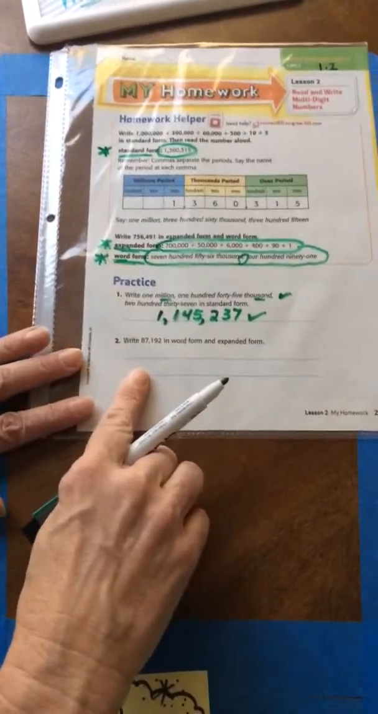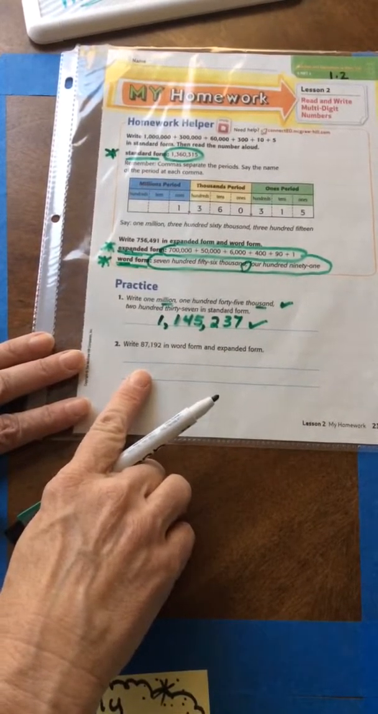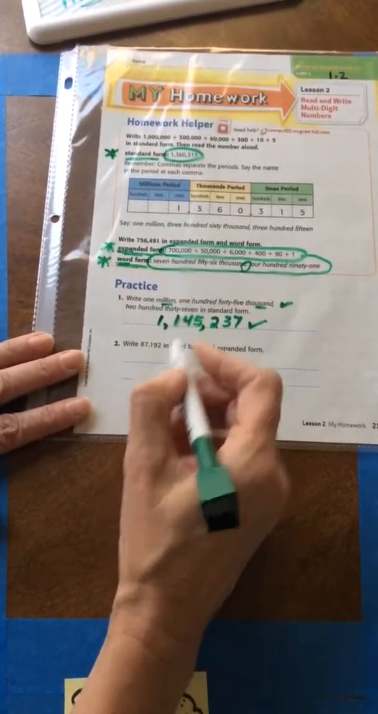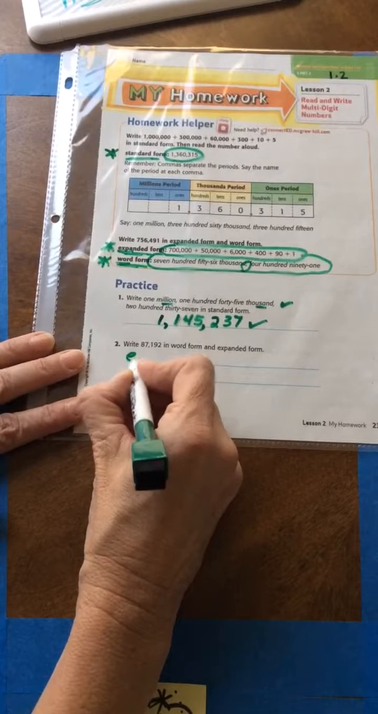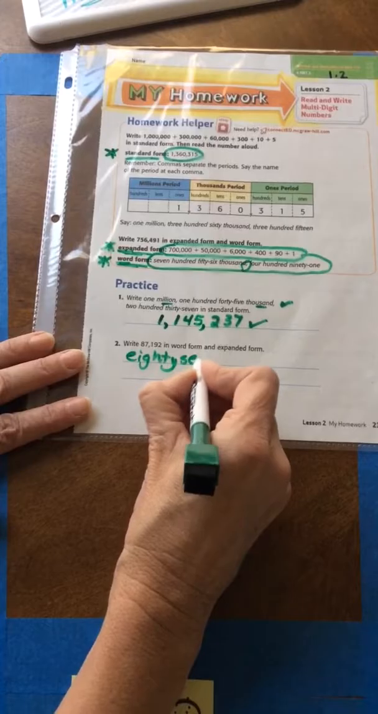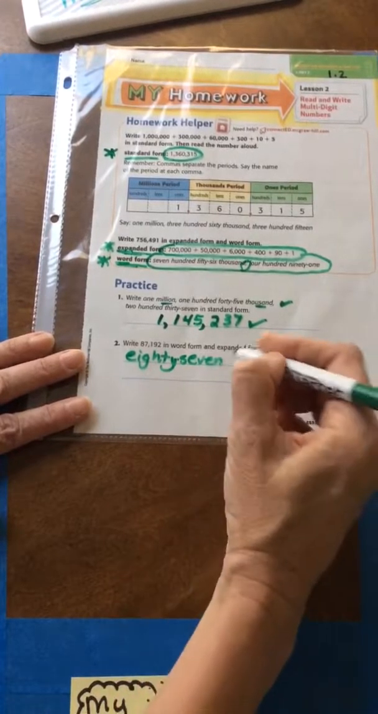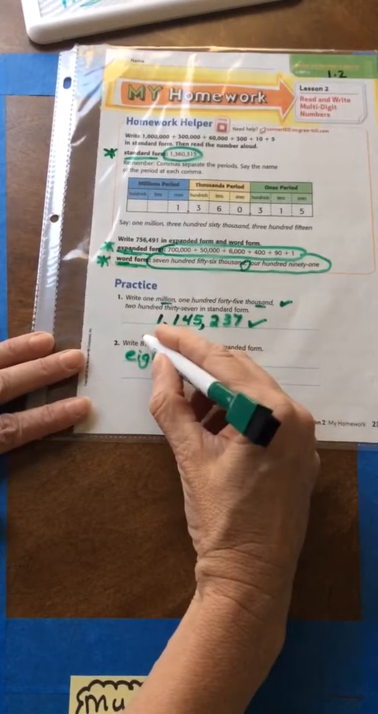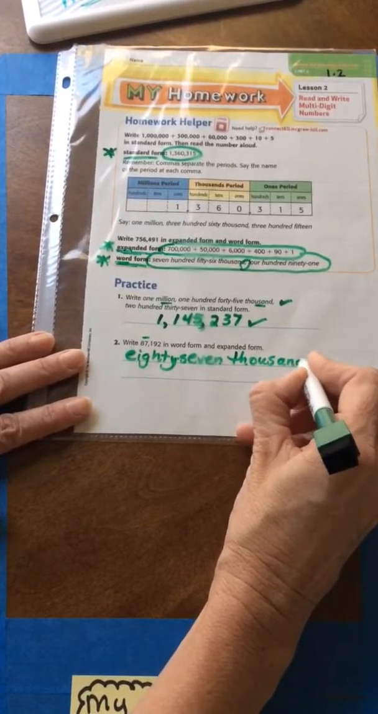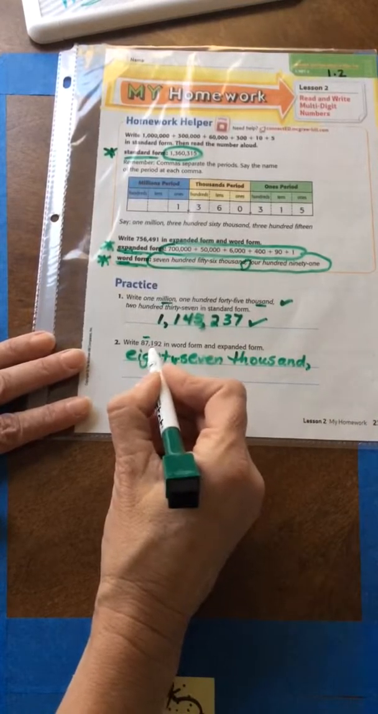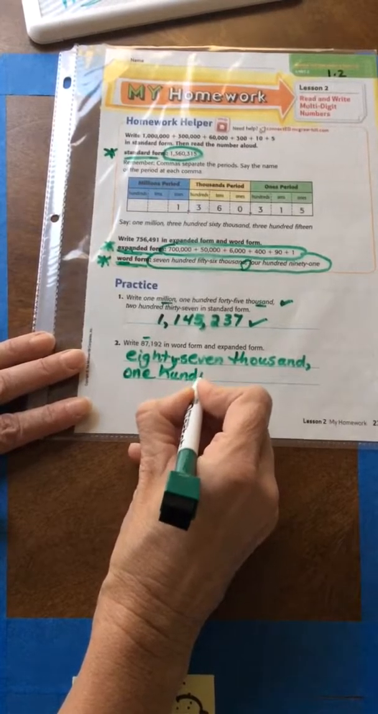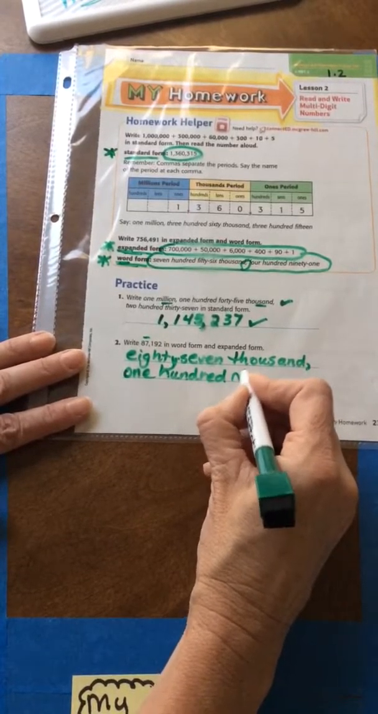Now, write 87,192 in word form and expanded form. So let me do that. First of all, in word form, we have 87, and there should be a hyphen here, sorry. 87, and what period is that? Thousands, comma, and then I have 192.